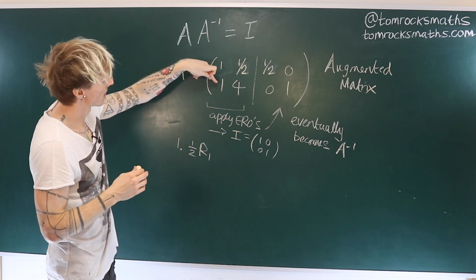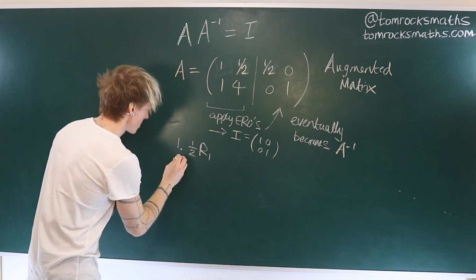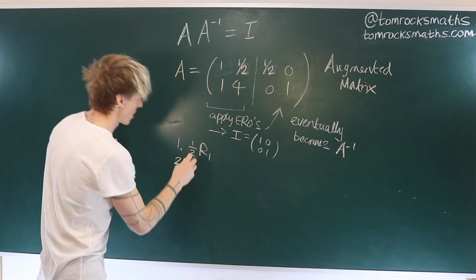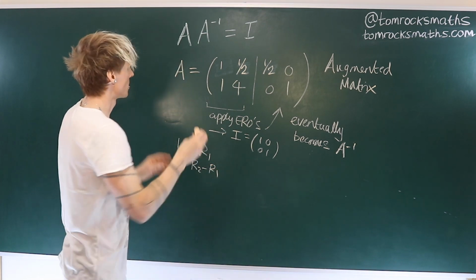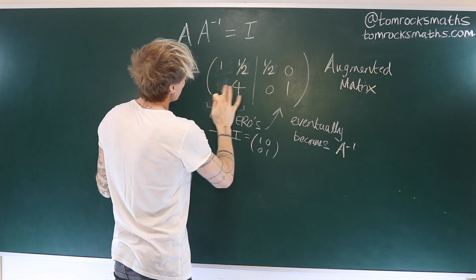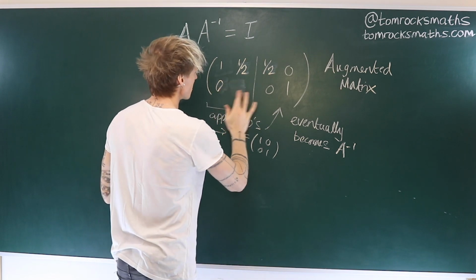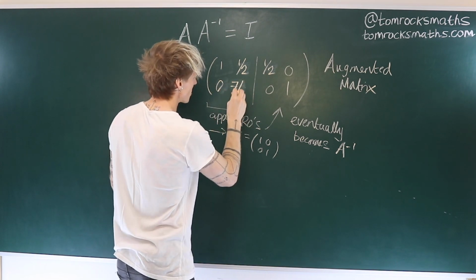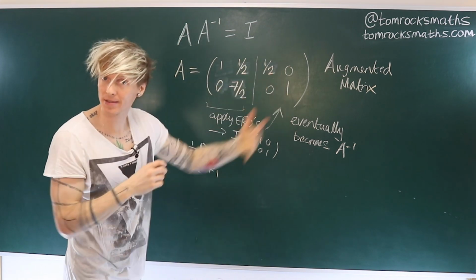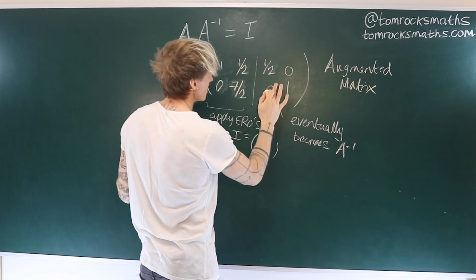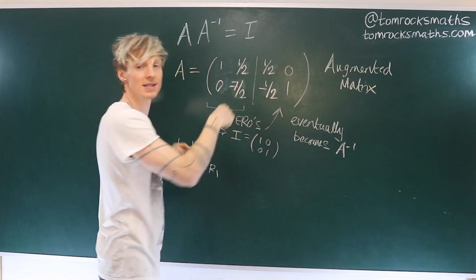Now we need to make this entry a 0. So what we need to do as our second ERO is row 2 minus row 1. So we do 1 minus 1 is 0, 4 minus a half. That's actually going to give me 3.5, which is 7 divided by 2 as a fraction. We need to then, remember, do it to the right-hand side. So 0, and then we're doing minus row 1, so that becomes minus a half, and then 1 minus 0 is still 1.